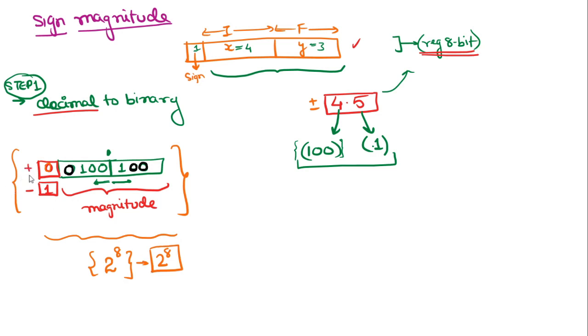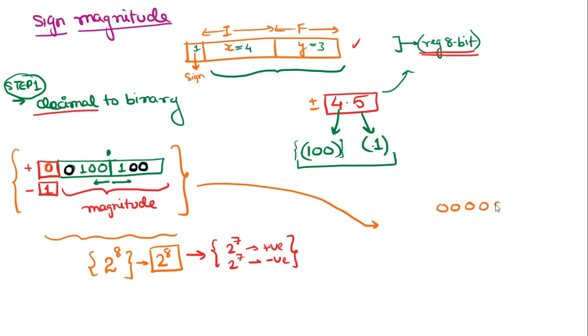And since half of them are positive and half of them are negative, that means our range will become... okay, so 2 to the power 7 values will be positive, and 2 to the power 7 values will be negative. Okay, one thing that you need to notice here is, if we are representing 0, in that case we will be having plus 0 and minus 0, right?